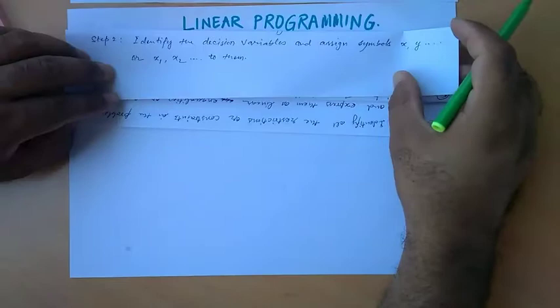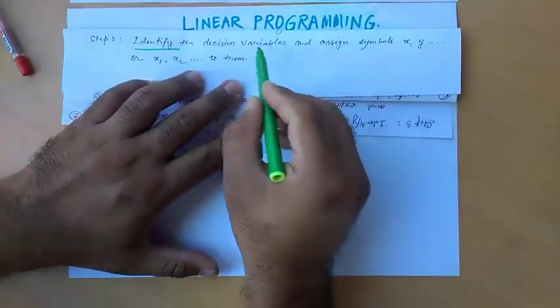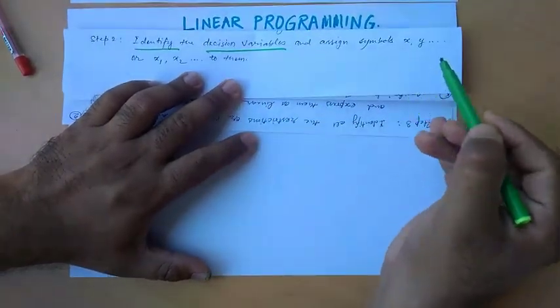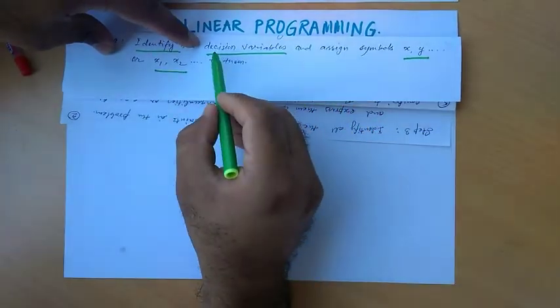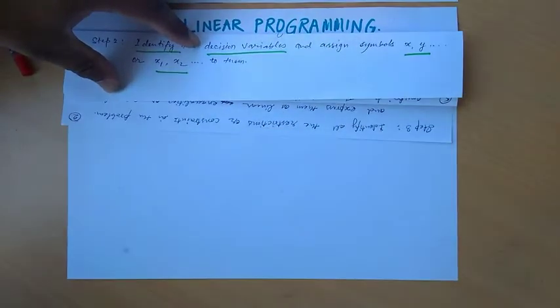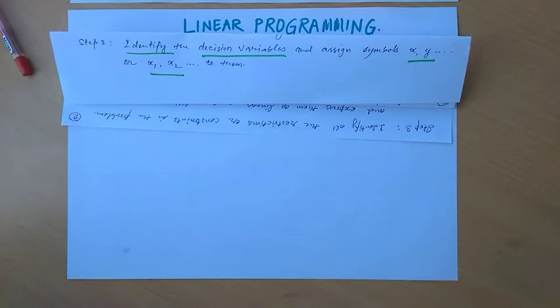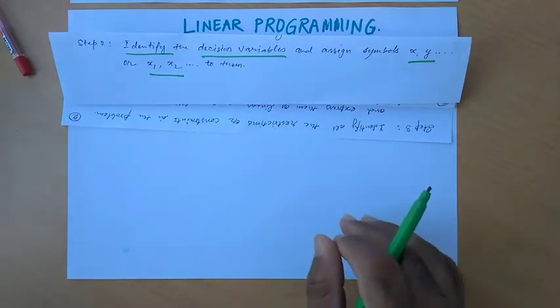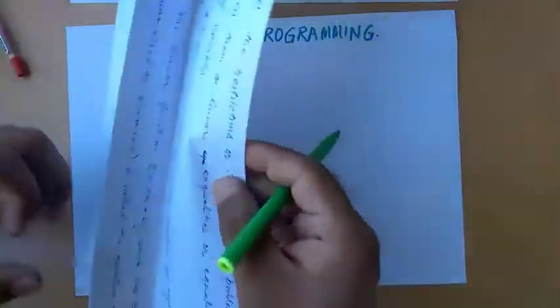Then next, step number 2, identify the decision variables and assign symbols like x, y or x1, x2 to them. And what are the decision variables? The decision variables we will come to know when we solve questions. Then we'll move to the next step.